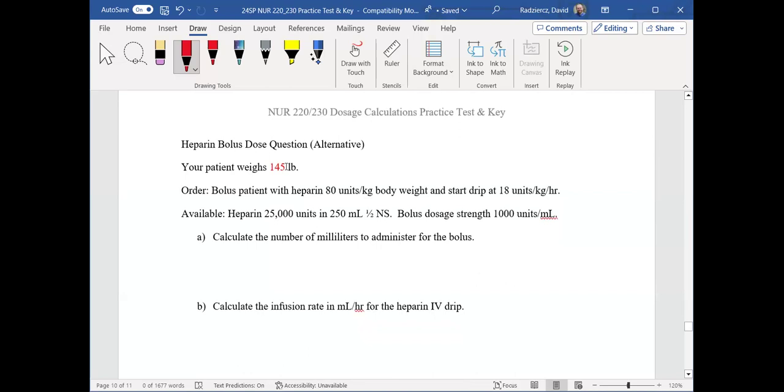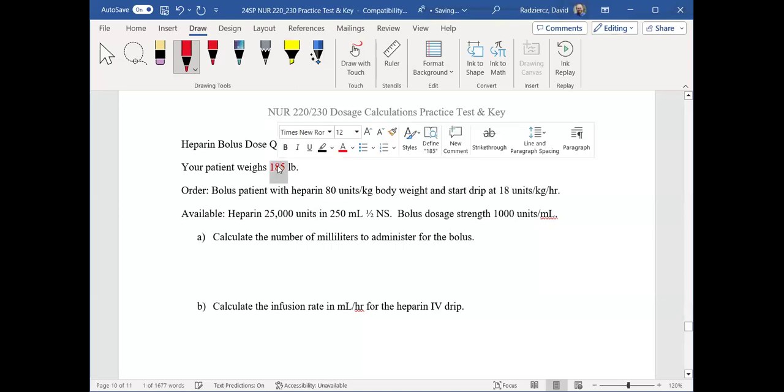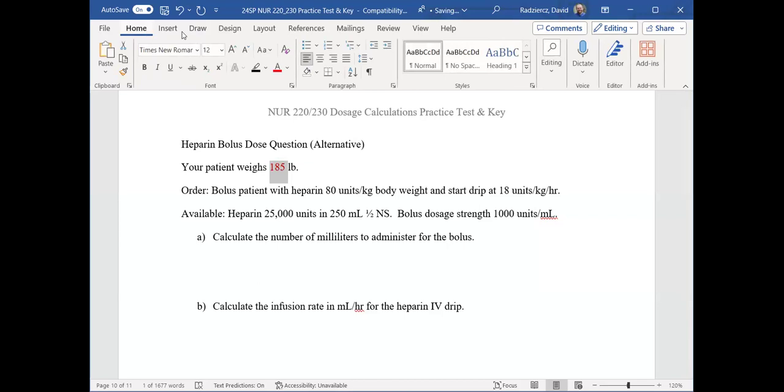So let me give you guys a heparin protocol scenario, the simplified view of it, and you guys give me your answers. So let me change. I'm just going to change the patient's weight here, and then you tell me what you get. So I'm going to do, let's just do 185 pounds.